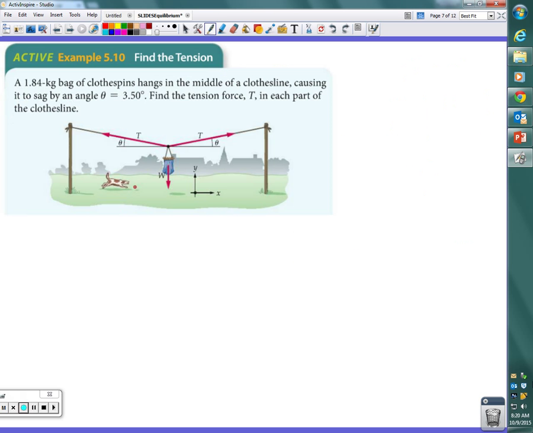Okay, let's try something a little different. Probably something you've seen before. Okay, it looks like this. So it says a 1.84 kilogram bag of clothespins.